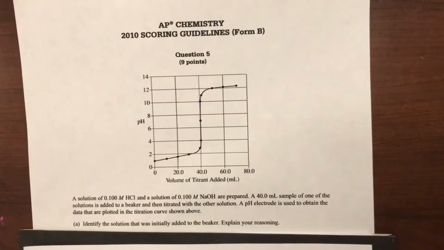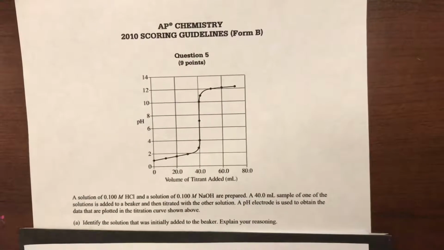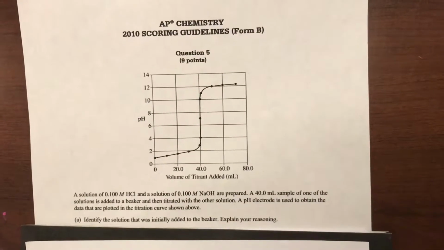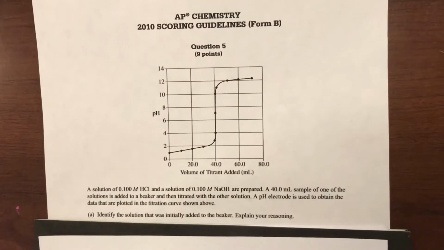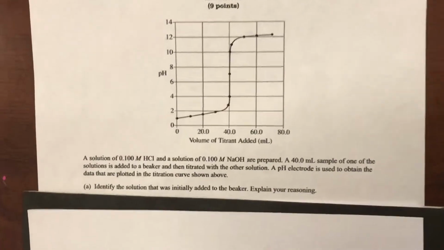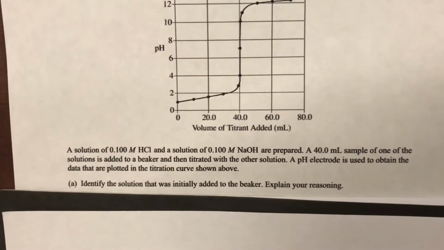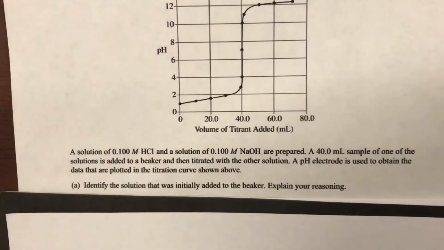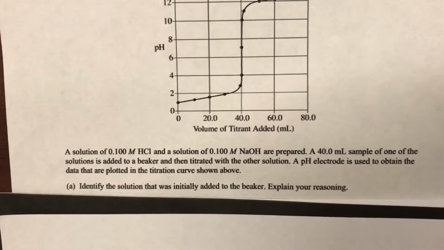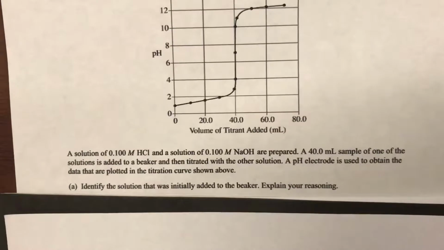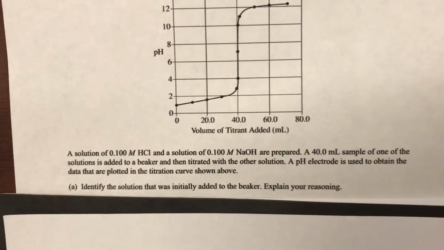A solution of 0.100 molar HCl and a solution of 0.100 molar NaOH are prepared. A 40 milliliter sample of one of the solutions is added to a beaker and then titrated with the other solution. A pH electrode is used to collect the data that are plotted in the titration curve shown above.